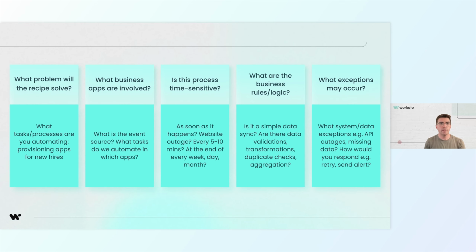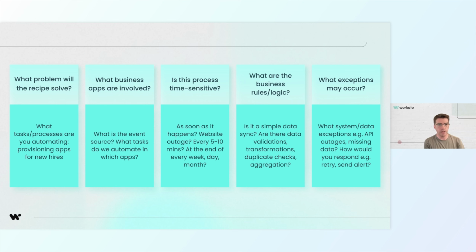So how do we solve these problems with automation? The key is to plan carefully. Before you start building, ask yourself these critical questions. What problem will this recipe solve? We want to automatically escalate high-priority cases for engineering to review and accelerate the response and case resolution times.